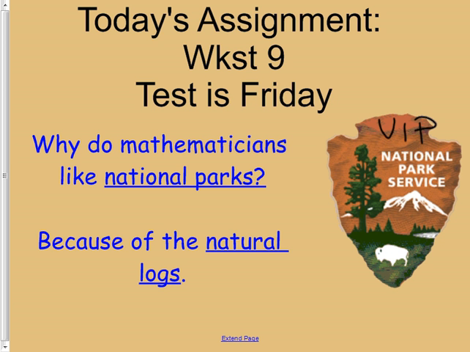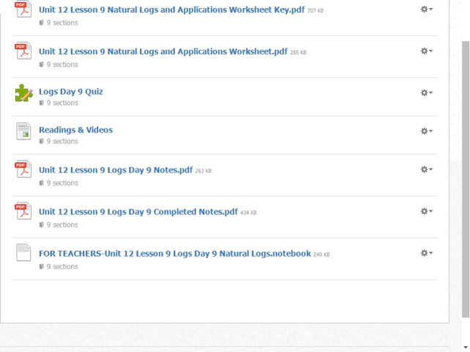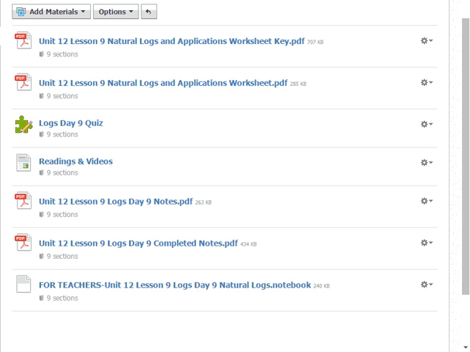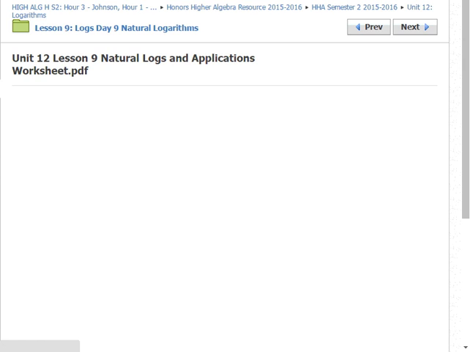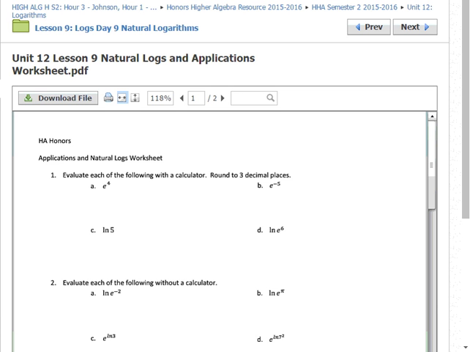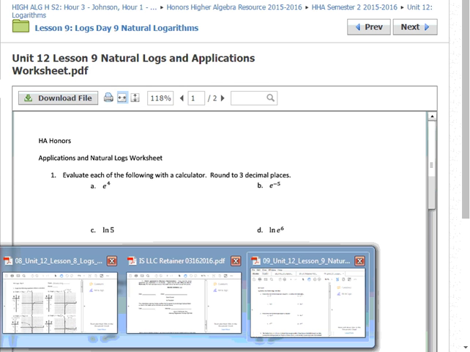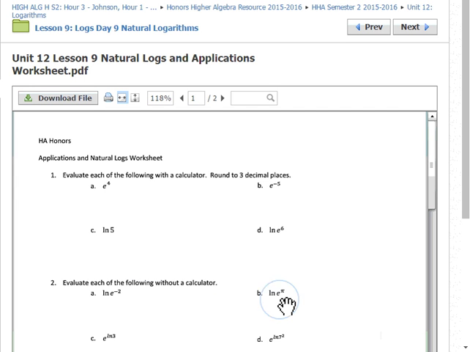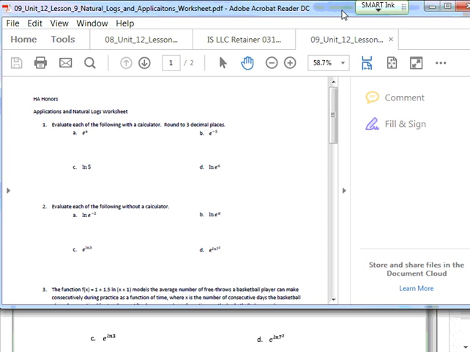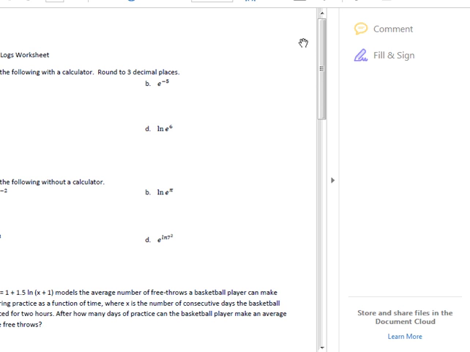Here, worksheet number 9. Let's open it up and get it started together. I'll pause for a second while we do that. Okay, so here's the worksheet. It is the Natural Logs and Applications worksheet. I don't want the key, though. So this one. There we go. And I'm going to download that quick. And it's really small. I'm going to make it bigger here. Okay.